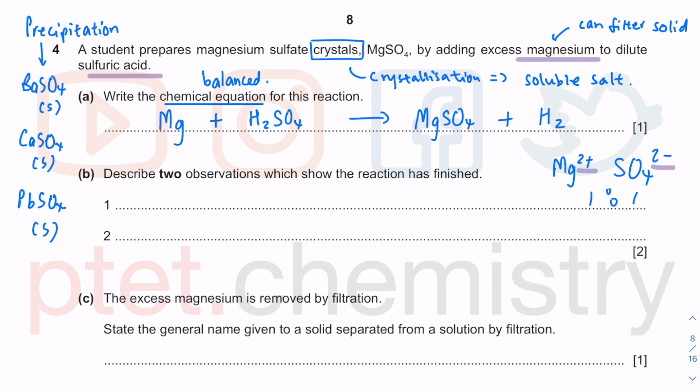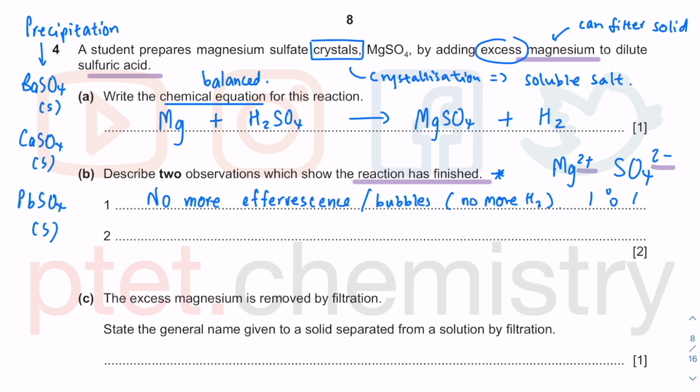Describe 2 observations, but be very careful. Reaction has finished. This goes back to this idea of excess. You use excess metal, but we know the reaction has finished when there is no more bubbling, because no more hydrogen gets given off. So no more effervescence, no more bubbles. That means no more gas, therefore no more hydrogen gas gets produced. Or what else can we say? Describe the observation which shows the reaction is finished.